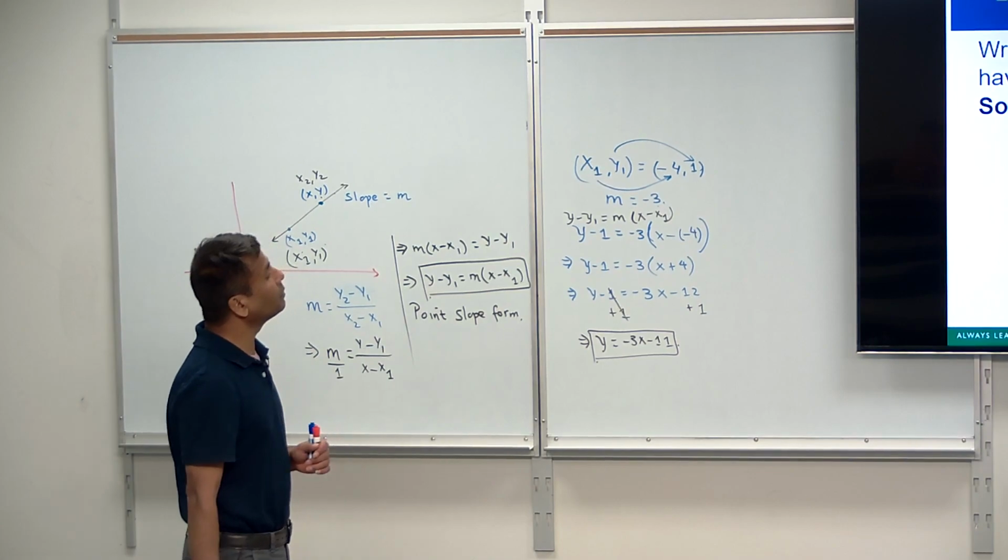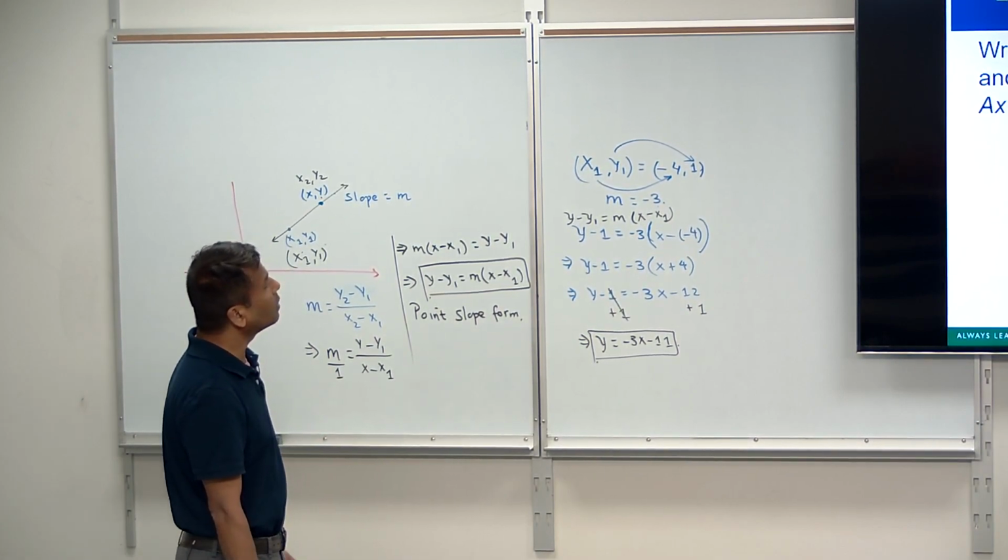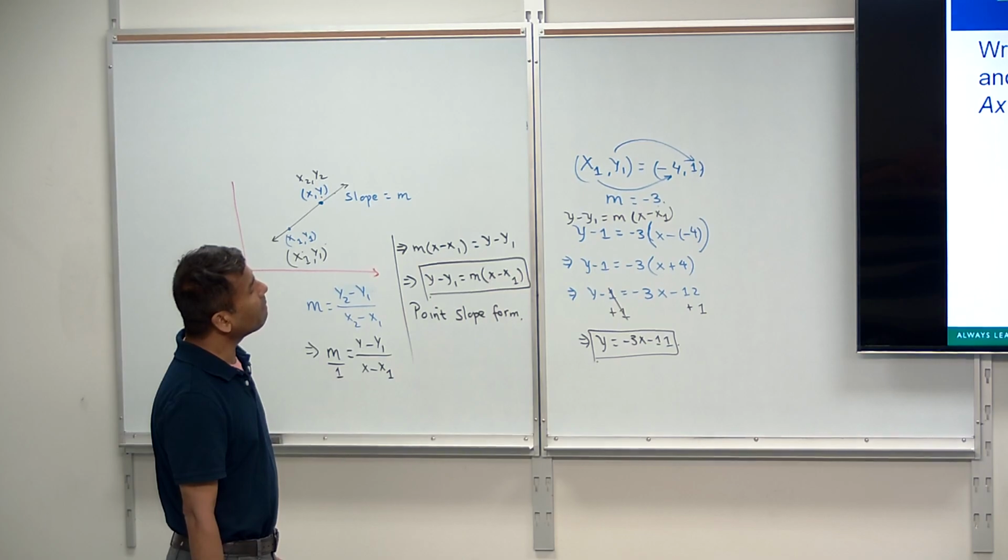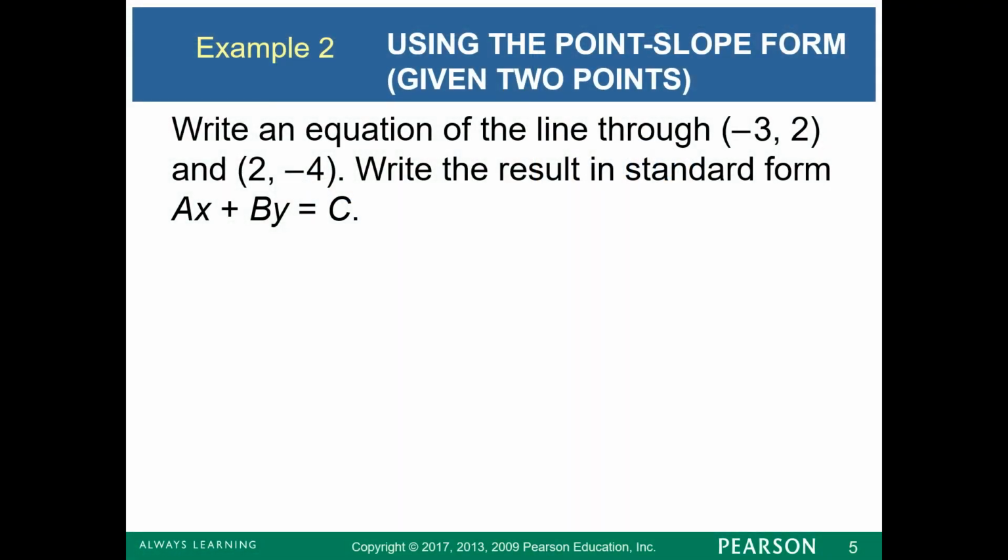Write an equation of the line through the points negative 3, 2 and 2, negative 4. Write the result in standard form ax plus by equal to c. Okay. So, how do you do this? Any idea?